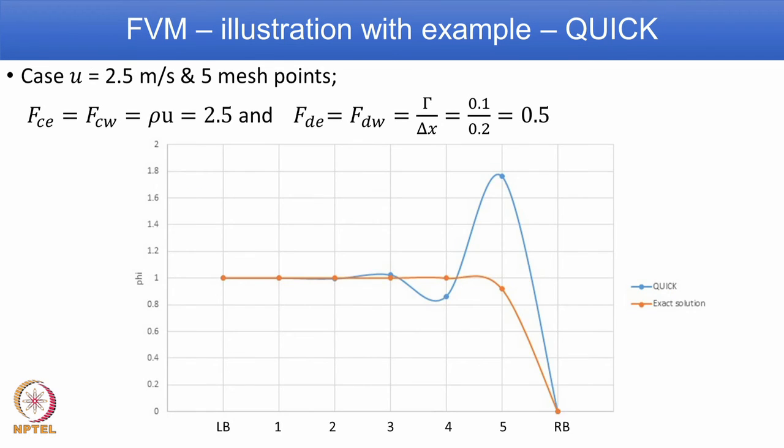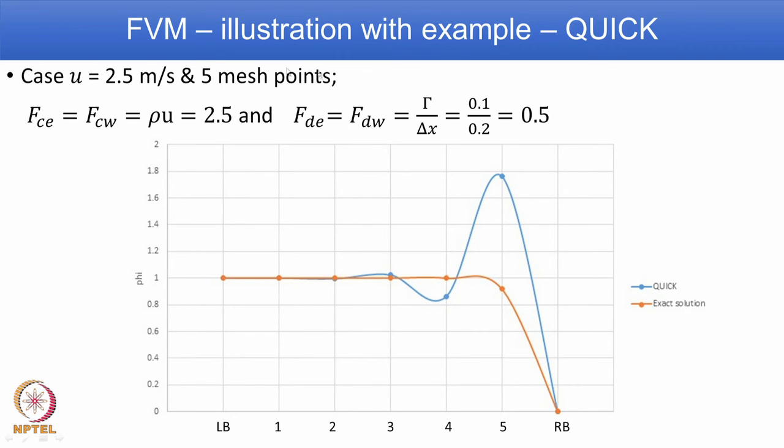In the next plot you see performance of the quick scheme. If you increase the velocity from 0.1 meters per second to 2.5 meters per second, number of mesh points still remains as 5, then you see the performance of the quick scheme. So, the red color one is exact solution, whereas the quick scheme starts showing wiggle from node 3, node 4, node 5 and then there is a right boundary. This is because you are having 5 mesh points and delta x is 0.2, and you compare convection is 2.5 and diffusion is 0.5, and performance of quick scheme is poor.